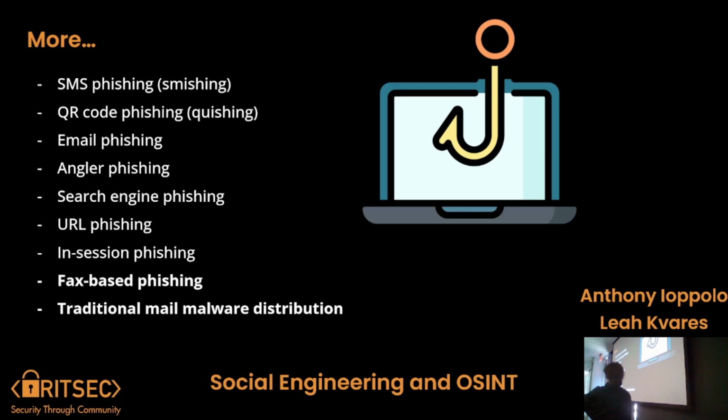Oh, these are cool. Fax-based phishing and then traditional mail malware distribution. I did put this in the speaker notes. So, in Japan, cyber criminals used a home delivery service to distribute CDs, the physical discs that were infected with Trojan spyware. The discs were delivered to clients of a Japanese bank, and the clients' addresses were stolen from the bank's database. So there you go.